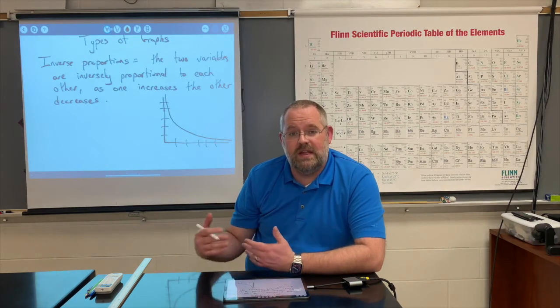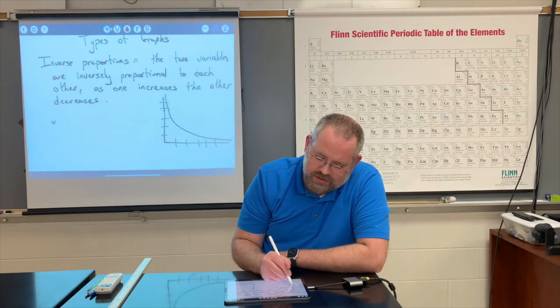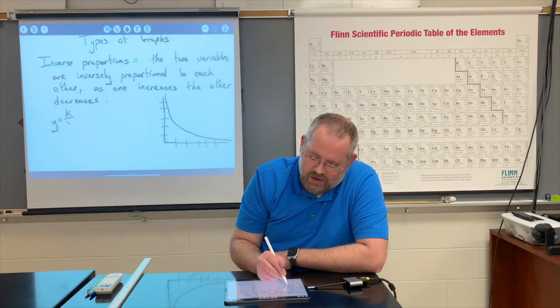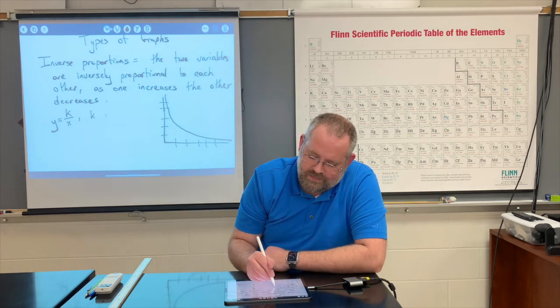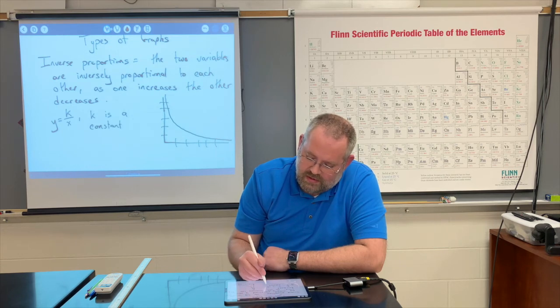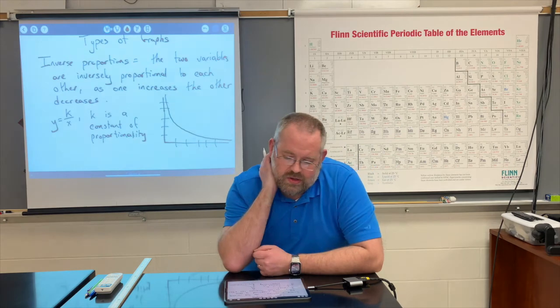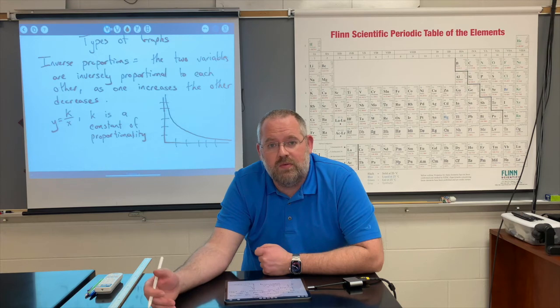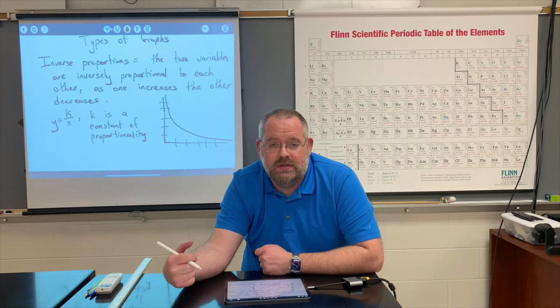So that is an inverse proportion, and we can write this as an equation with y equals k over x, where k is a constant of proportionality. Now, you can think of k as a slope or anything like that, but k remains as the constant relationship between that increasing and decreasing variable.